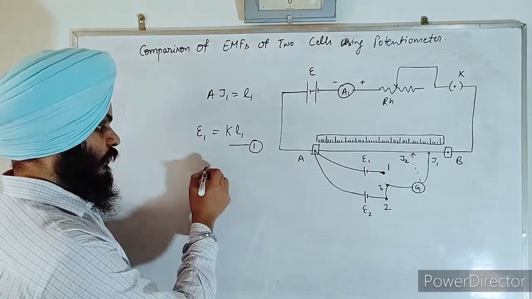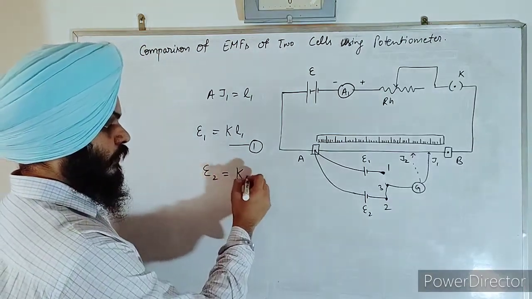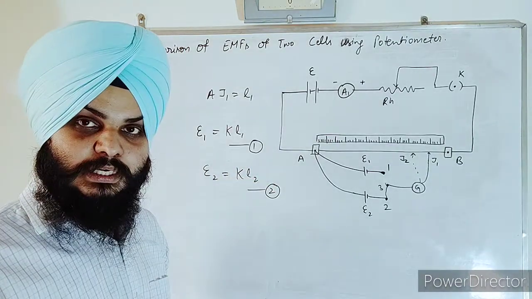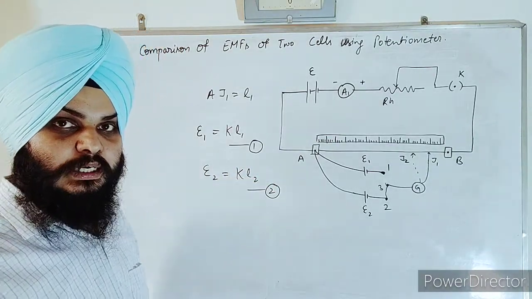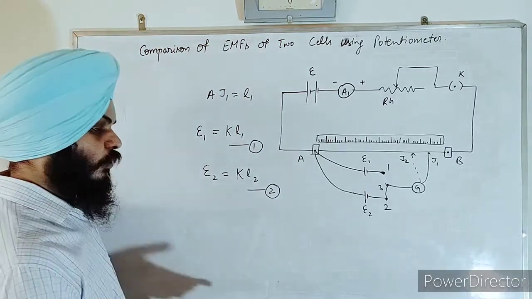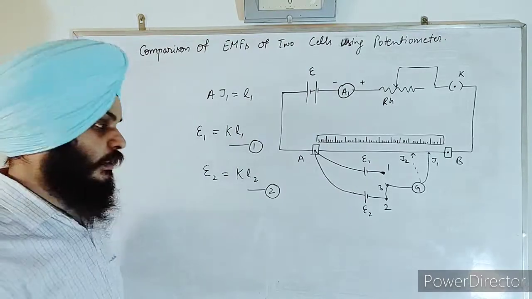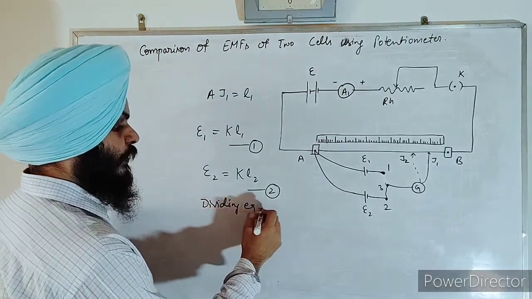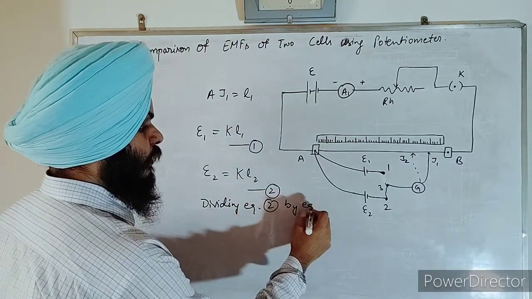Then for this we have E2 is equal to KL2. We get the two equations. Remember that the potentiometer constant is the same in both the cases, but the lengths are different. Now simply divide these equations, dividing equation 2 by equation 1.